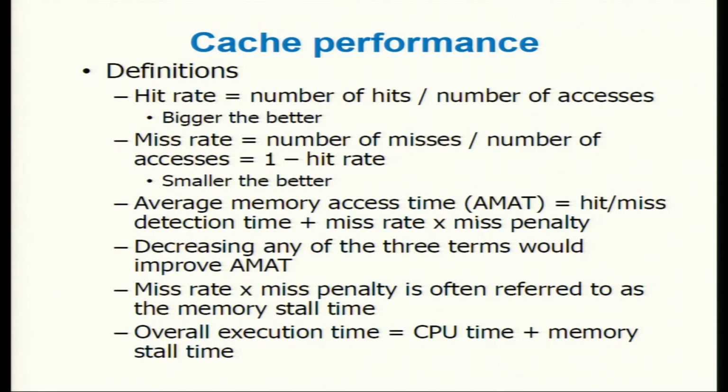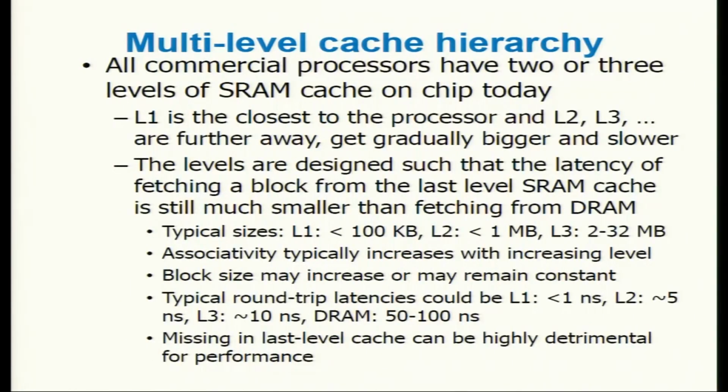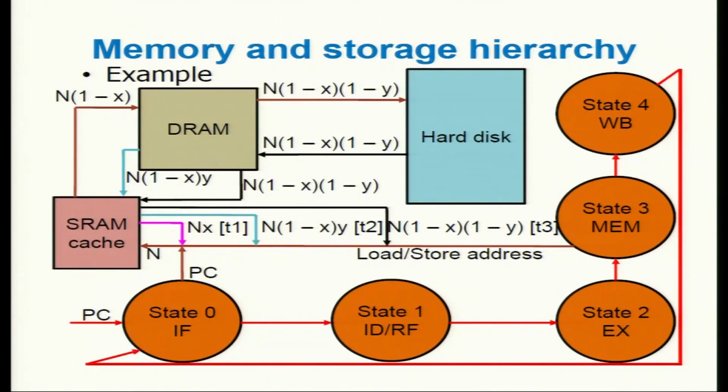And overall execution time is CPU time plus the memory stall time. So as you can see here, we want the memory stall time to be small. I want the CPU to be busy all the time. One important thing about caches is that all commercial processors have 2 or 3 levels of SRAM cache on chip today. So now you not only have this kind of hierarchy of storage, we are now further breaking down this particular blob into multiple caches.